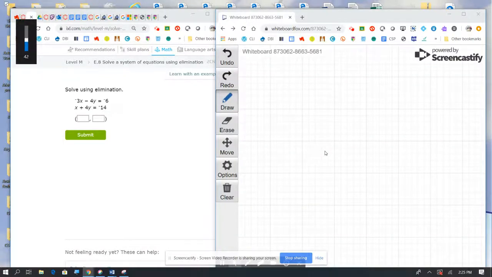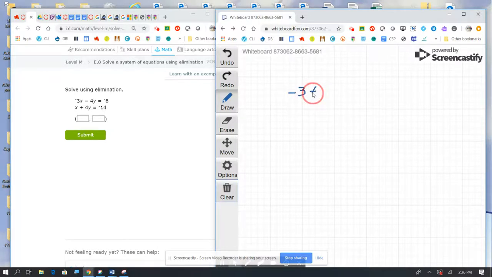Okay, this is another method. We have learned about solving systems of equations by graphing and by substitution, and today we are learning about using elimination. This means we try to cancel the variables so that it's easier for you. So let's look at the first question.